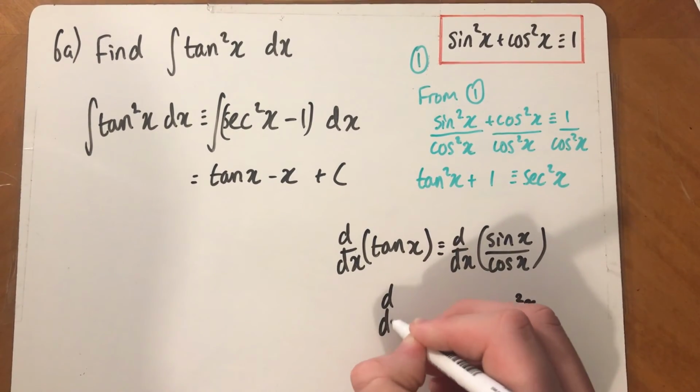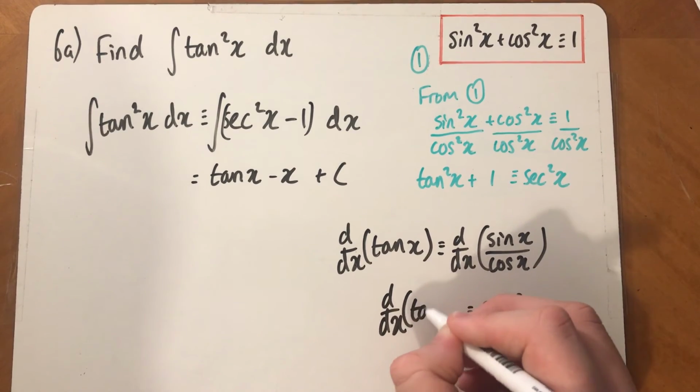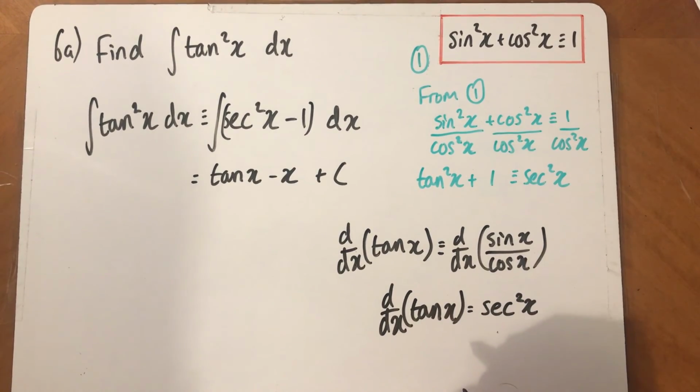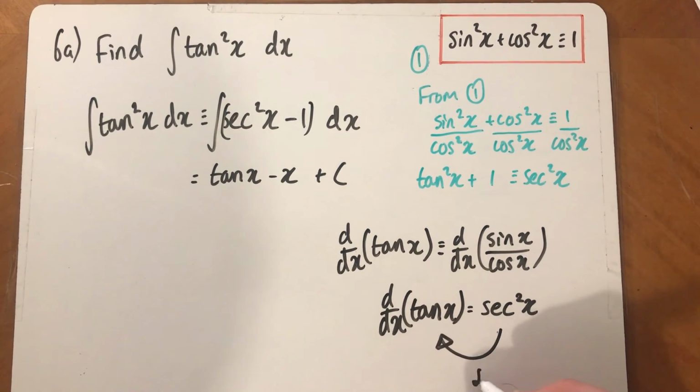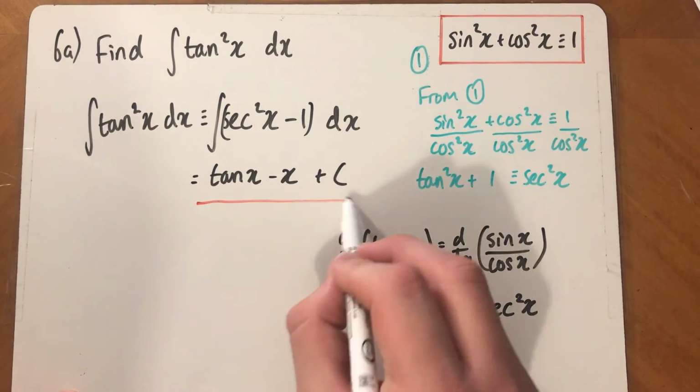Okay, so if you know the derivative of tan x is sec squared x, then the integral is just going the opposite way. Yeah, the integral is going backwards because integration is the reverse of differentiation. Okay, but for now that's our final answer right here.